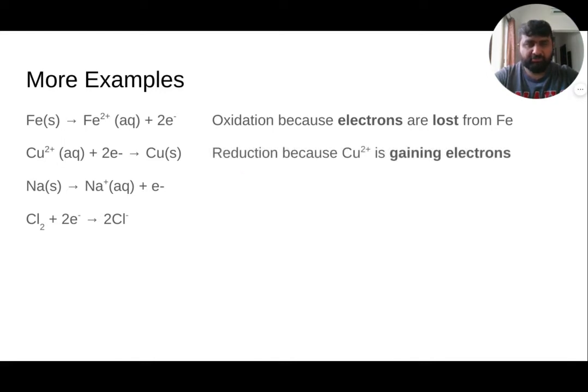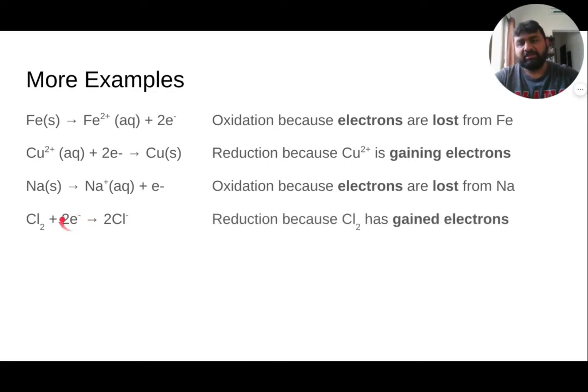Reduction, because copper 2 plus is gaining electrons. Here, oxidation, because electrons are lost from sodium. And gaining electrons is reduction, because Cl2 is gaining 2 electrons. And the other way around, if you think oxidation is happening, you must write down electrons on the product side. And if you think reduction is happening, you must write down electrons on the reactant side. We will have a task for this in this lesson. All right.